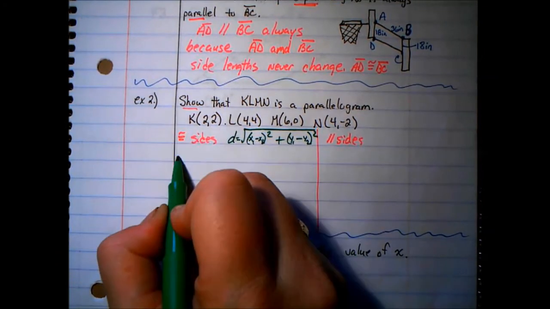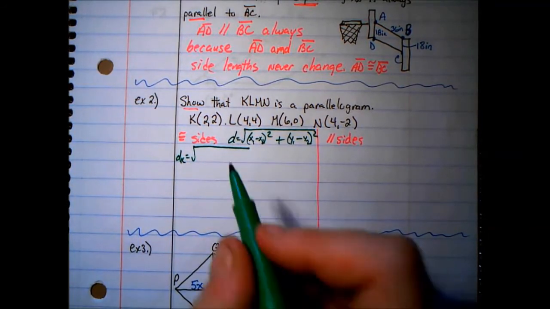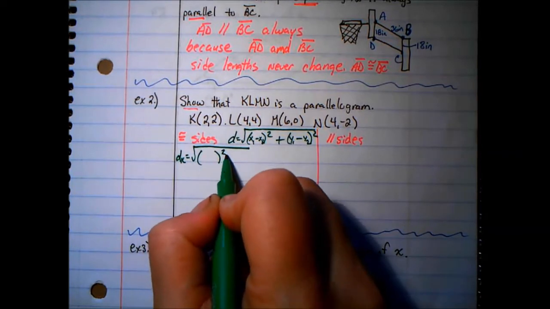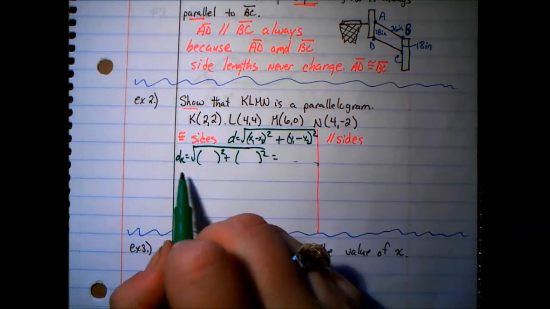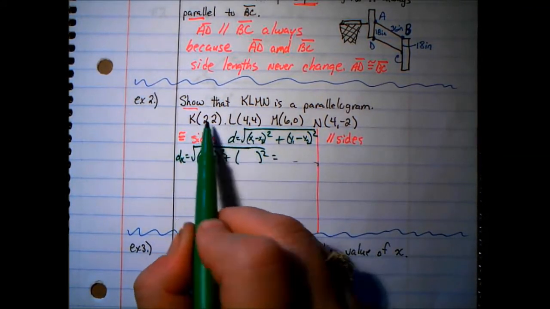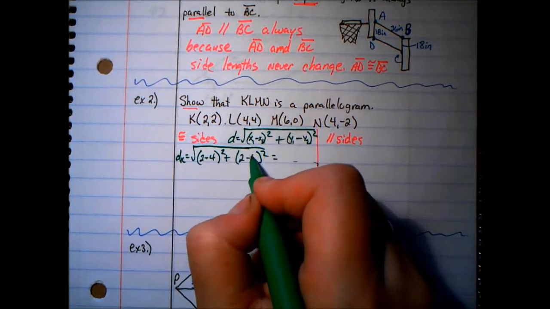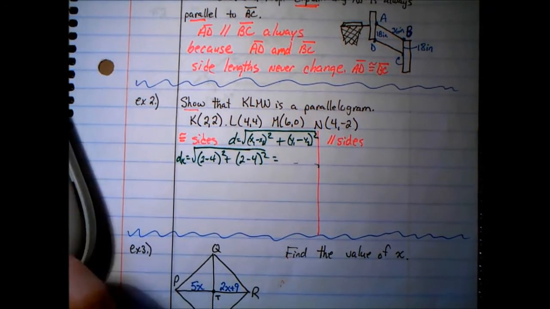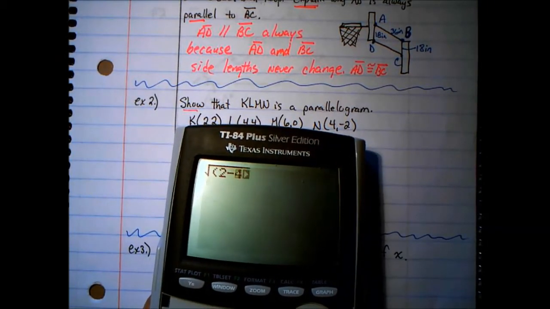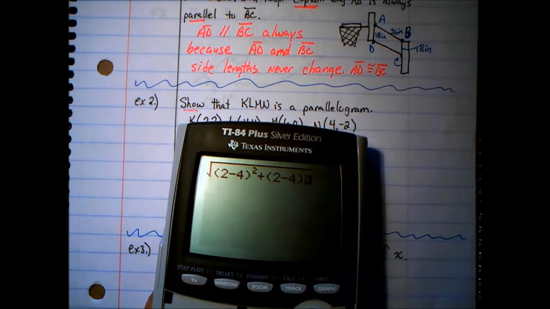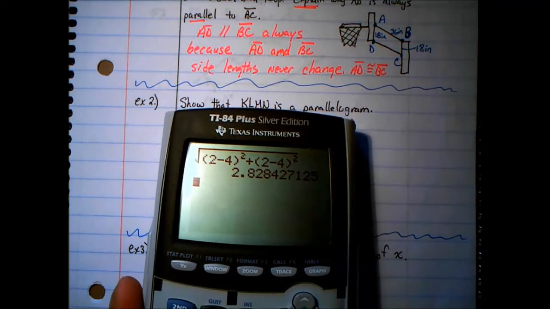So if I do KL, if I look at KL, I'm going to write this kind of small so I can put my calculations here. Going from K to L, my x's are going to be 2 minus 4, as well as 2 minus 4 again. I'll put this in my calculator. I'll clear it out. I'm going to do my square root, parentheses, 2 minus 4 squared plus 2 minus 4 parentheses squared, so I have it all there. And push enter, and I have basically 2.8.